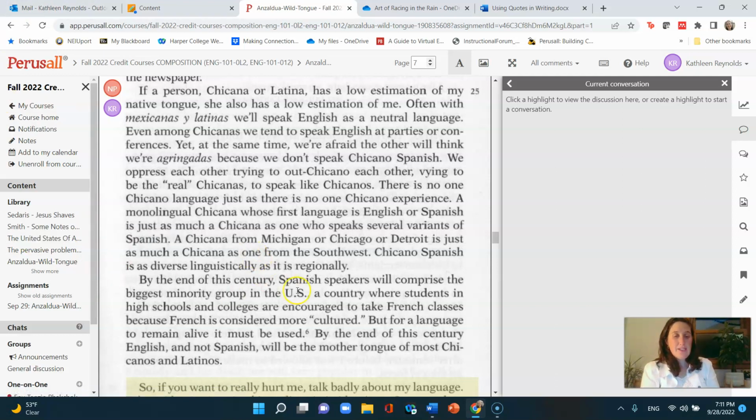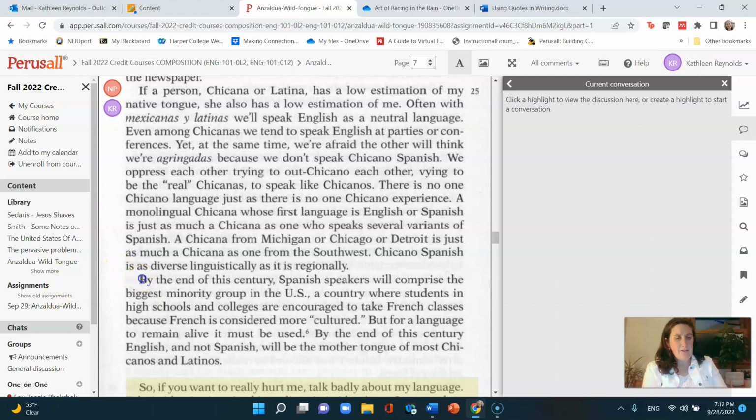By the end of this century, Spanish speakers will comprise the biggest minority group in the U.S., a country where students in high schools and colleges are encouraged to take French classes because French is considered more cultured. Now, to me, this is an example of linguistic racism. She's saying that students are being pushed to take French, not Spanish, even though Spanish is a very common language and people need to learn Spanish, because French is more sophisticated or cultured, and Spanish is considered not as high culture. So that's an example of linguistic racism to me, okay?